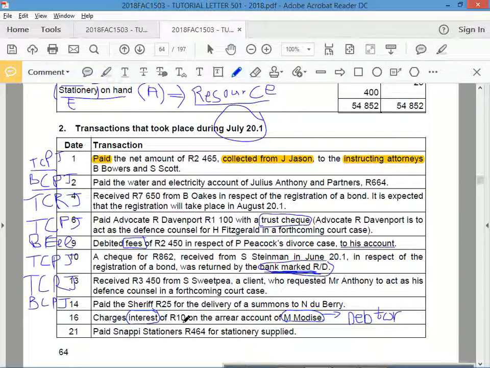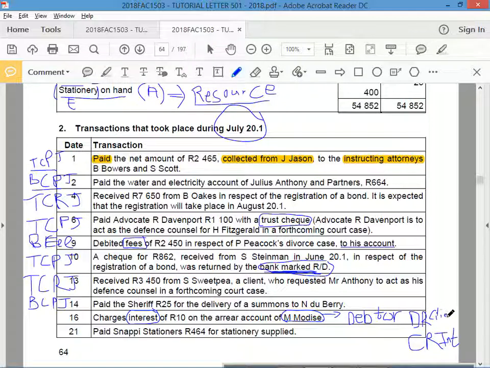Charges interest of 10 Rand on the arrear account of Modise. So what am I going to do with this? Well, if this is interest that's being charged, is it good or bad? It's good for the business. Why? Because you're earning it. It's an additional benefit. So how do you increase income? You credit it. So I would have credited the interest. Then I'm left with the debit. That's why I'm saying this is probably a debtor or a client. So debit the client's account.